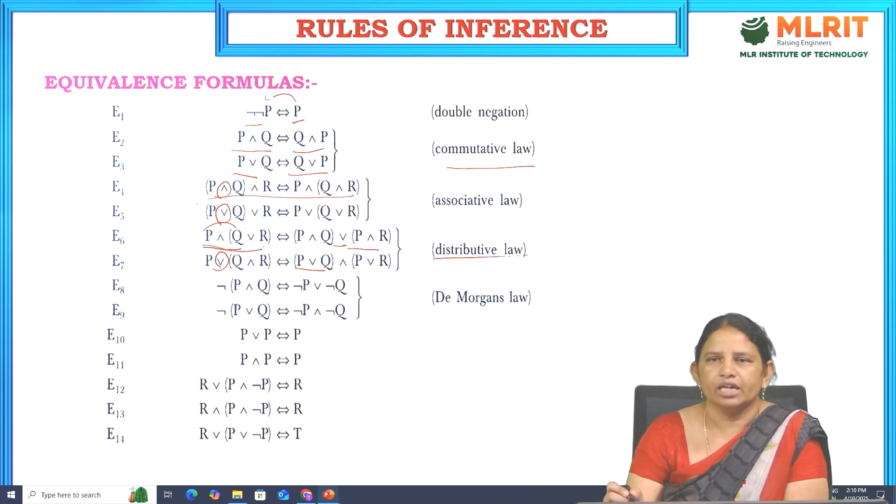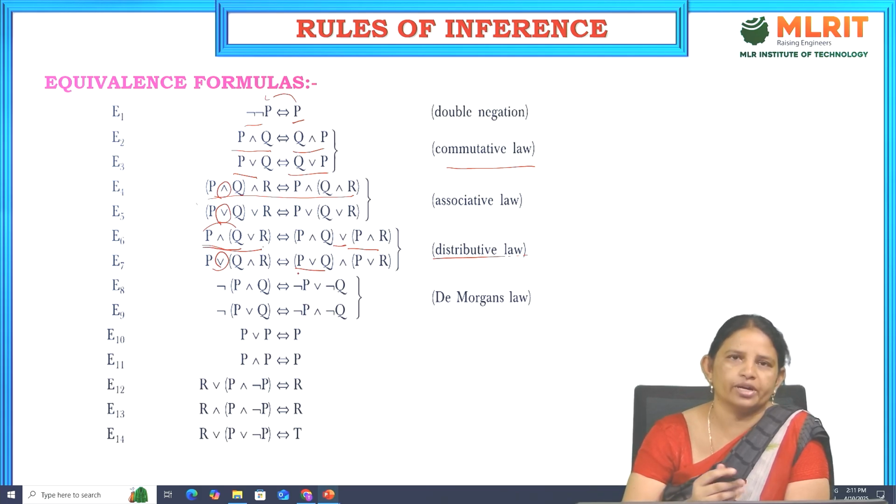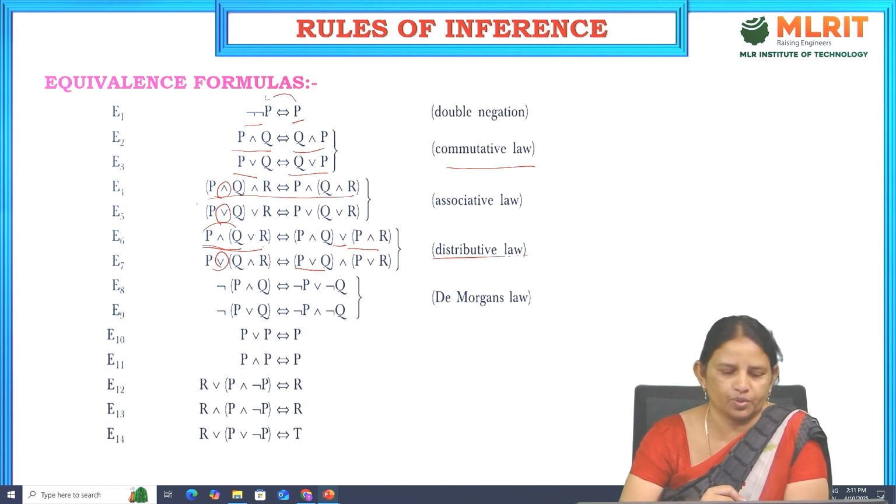Next, De Morgan's law. De Morgan's law means the negation can be applied either inside or outside of the proposition. If it is already present outside, we have to take it inside; if it is outside, then you have to apply the negation inside of the proposition. We get negation P, negation of AND becomes OR, that is OR negation Q. Next, negation (P or Q) is written as negation P and negation Q. That is called De Morgan's law.